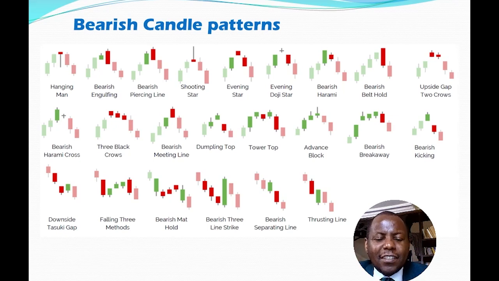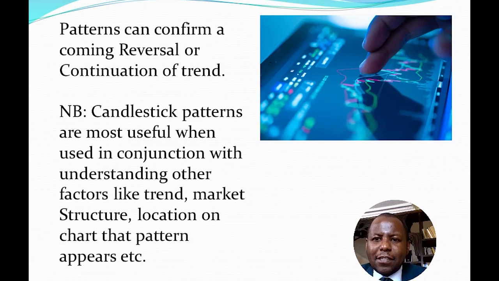I tell you what, this is a learning. Forex trading is about learning continuously and becoming better in your skills. Then there's the following three methods. Bearish mat hold, bearish three-line strike, and the list goes on and on. Knowing this will only make your decisions better. Knowing these candle patterns will only make you a better trader. Now, patterns can confirm a coming reversal or continuation of a trend. They can confirm that this is going to carry on or it's going to stop.